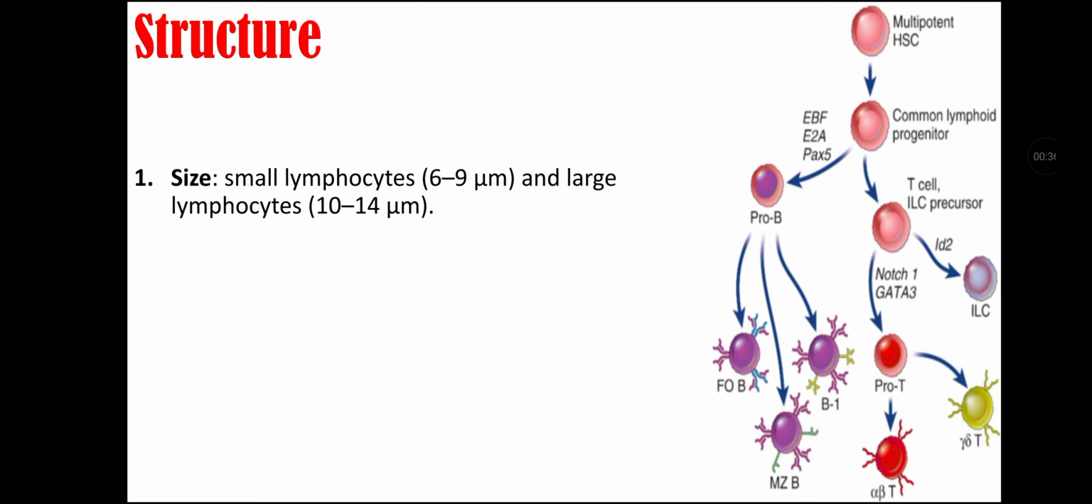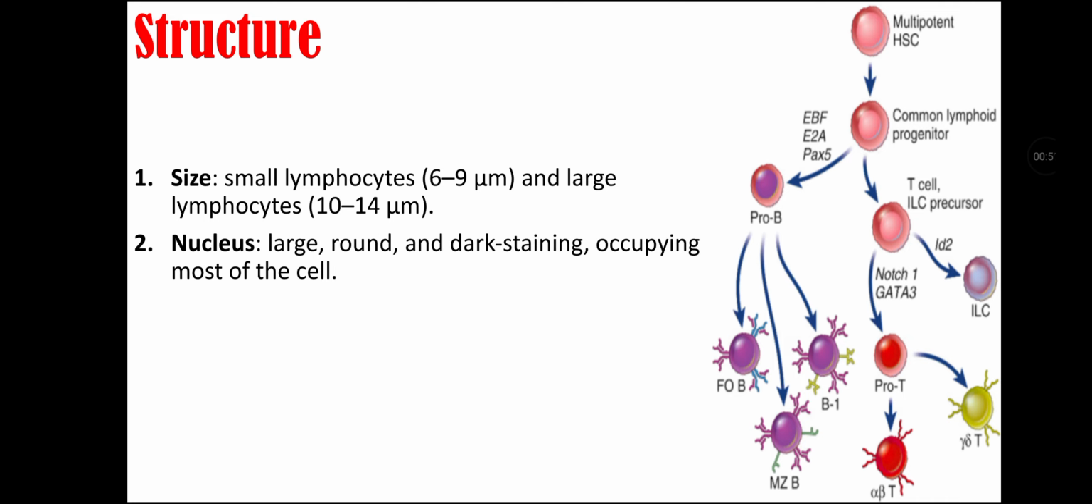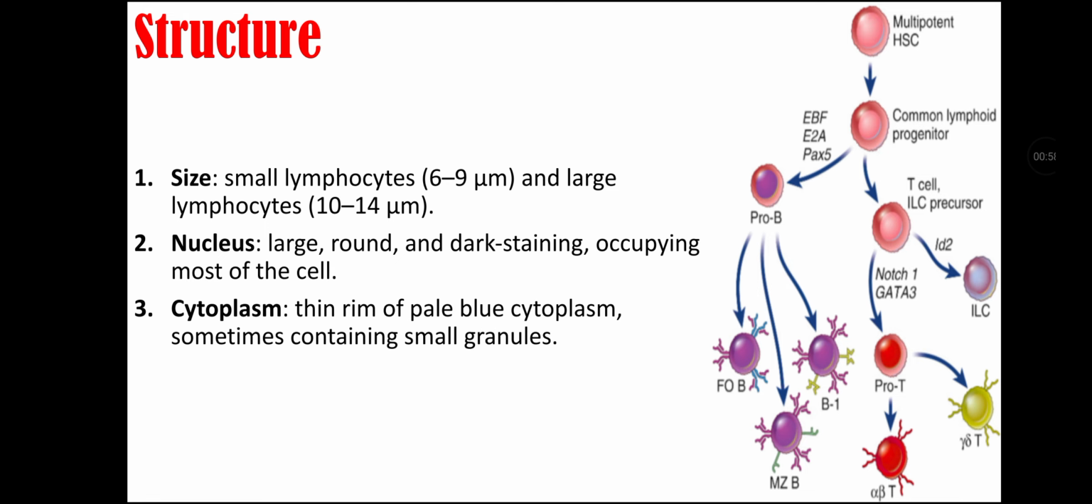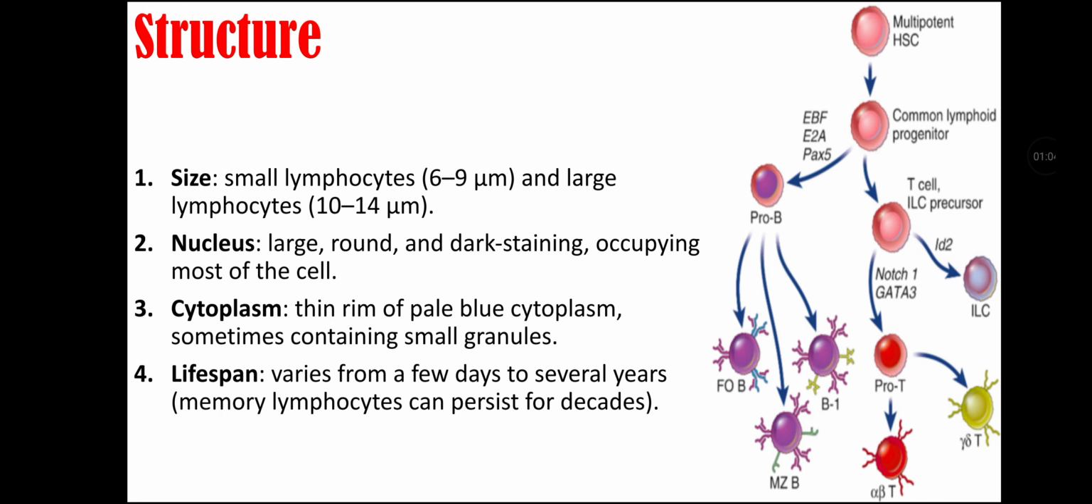Structure of lymphocyte. According to size, there are two types of lymphocytes, small lymphocytes and large lymphocytes. Small lymphocytes are about 6 to 9 micrometer in length and large lymphocytes are about 10 to 14 micrometer in length. Their nucleus is large, round and dark staining, thus occupying most of the cell. Their cytoplasm is a thin rim of pale blue cytoplasm that sometimes contains small granules. Their lifespan varies from a few days to several years. Like memory lymphocytes can persist for decades.